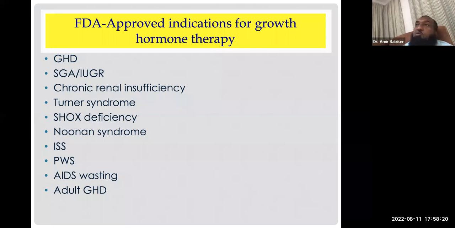And Prader-Willi patients have a weak, flabby body because they have a lot of fatty tissue; this will improve their body build. But it was associated with some suffocation, in some reports, so some countries are skeptical about prescribing it because it may result in enlargement of the adenoids and blockage, upper airway obstruction. Adult growth hormone and AIDS wasting, no need to talk about these.